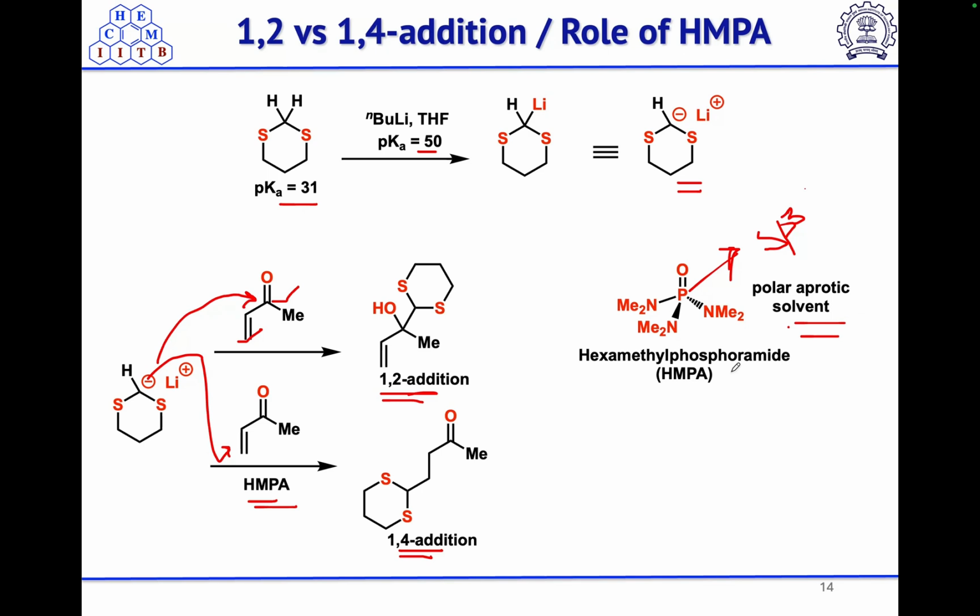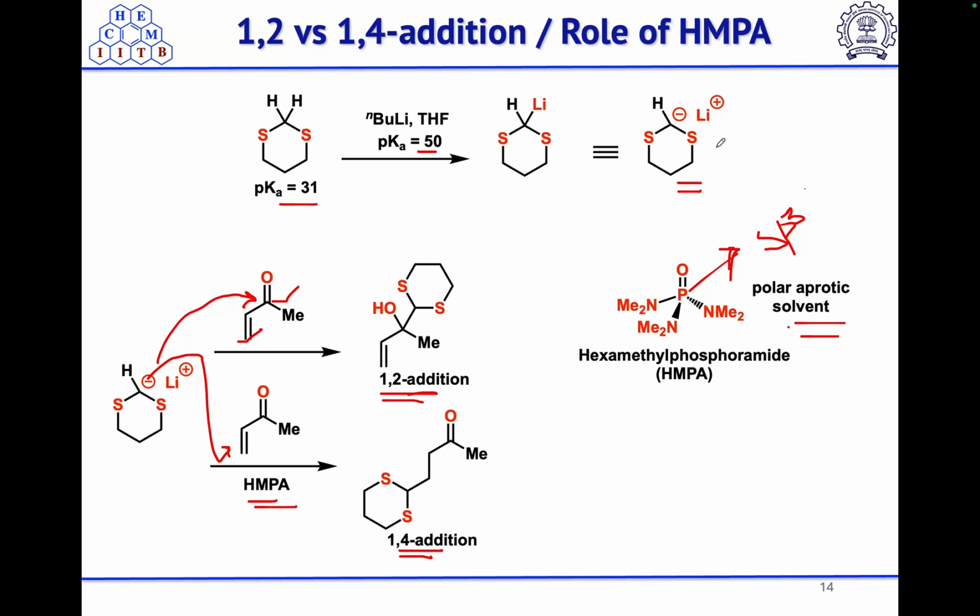Now what is the role of HMPA in this 1,4 addition? If you see this C minus and Li plus, this is the corresponding carbanion, and this lithium plus is the corresponding counter cation of this anion. If you don't separate this cation and anion, then normally the 1,2 addition will happen. Now if you separate this cation and anion, the nucleophilicity of this carbanion will increase, and then it will undergo 1,4 addition.